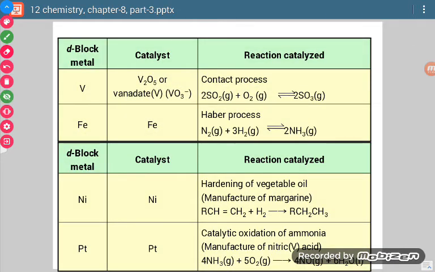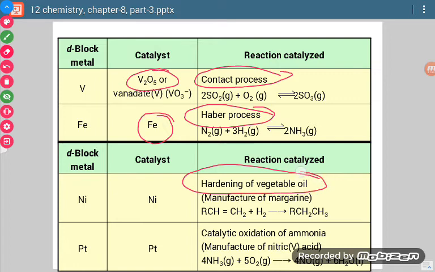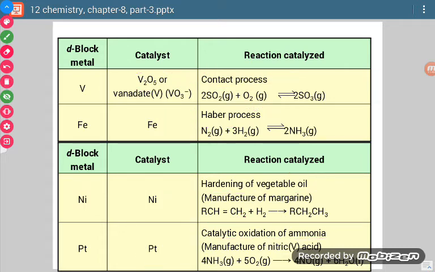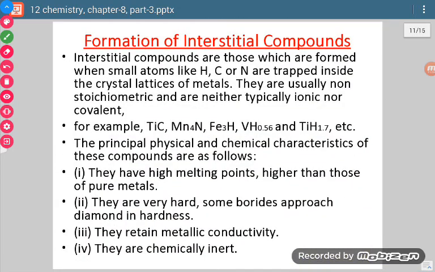Okay. Now let us see a few examples. If we talk about the contact process, then this is the catalyst used. If we talk about Haber's process, then iron is the catalyst used. If we talk about conversion of vegetable oil into vanaspati ghee, then there is use of nickel. If we talk about formation of nitric acid, then there is use of platinum as catalyst. So in all processes, we find that transition metals are involved as catalysts.